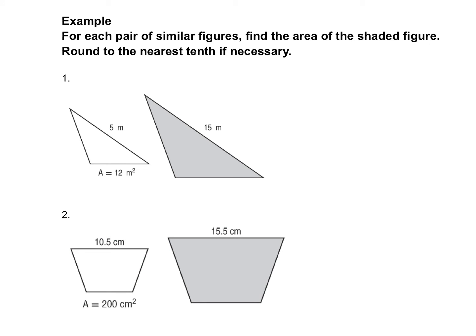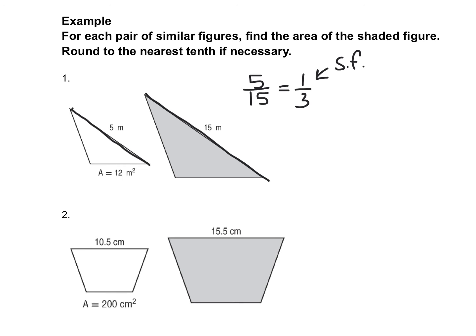For each pair of similar figures, find the area of the shaded figure. Round to the nearest tenth if necessary. Okay, so what we're going to do first is find the scale factor. We look for a pair of corresponding sides, and I see that the 5 and the 15 are corresponding sides. So the scale factor is 5 over 15, and that is equal to 1/3. So 1/3 will be my scale factor. I'm going to reduce it first. Then I want to find the area of my shaded region.